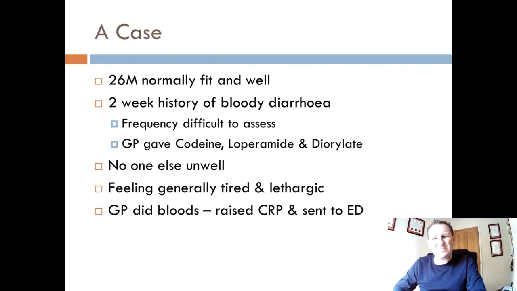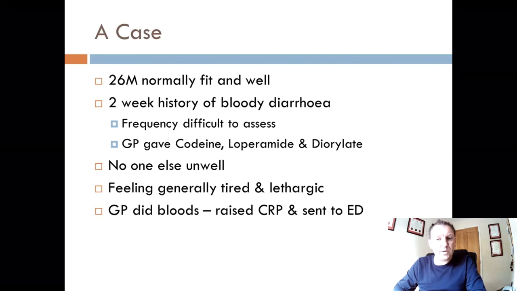Now his frequency was very difficult to assess, and no matter what we did to get an accurate answer of how many times he was going to the toilet was almost impossible, and this continued throughout his hospital stay. This included giving him his stool chart to fill in himself, but it was very, very difficult to assess.